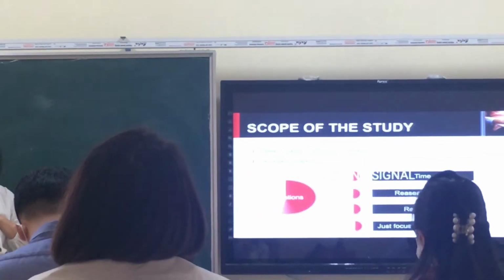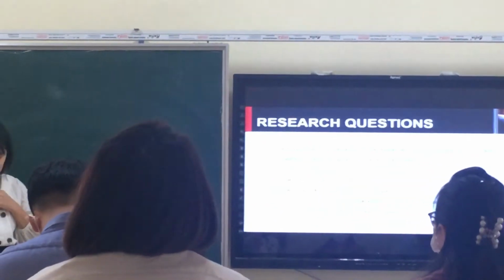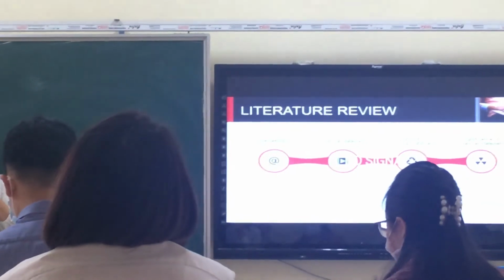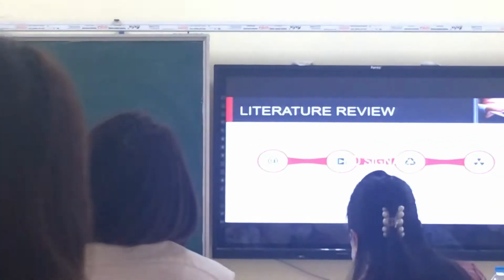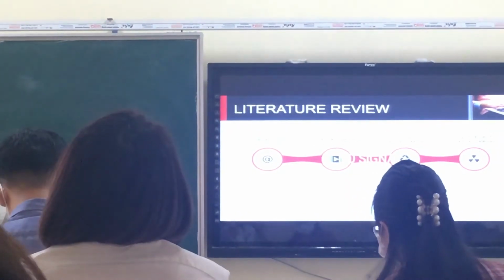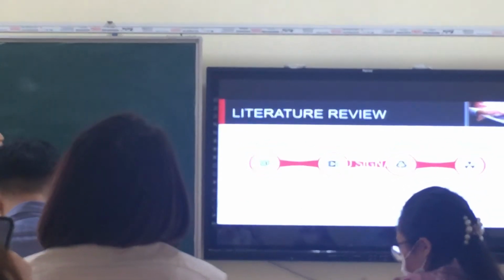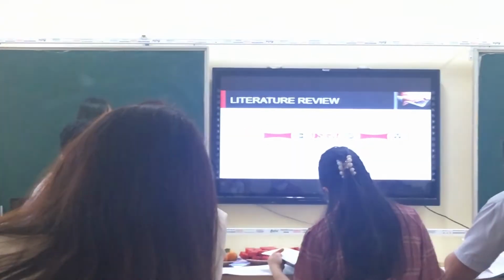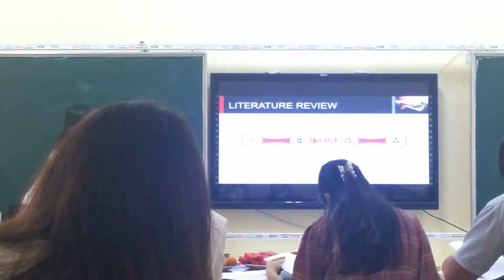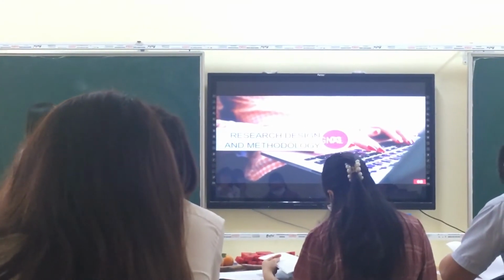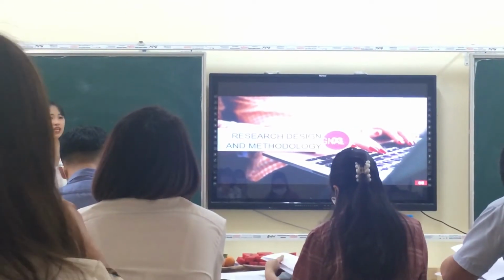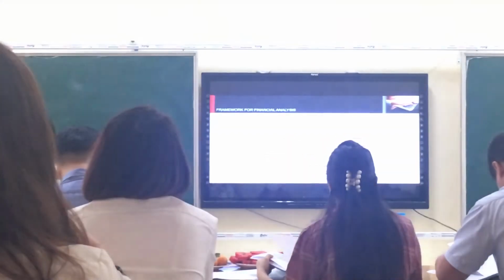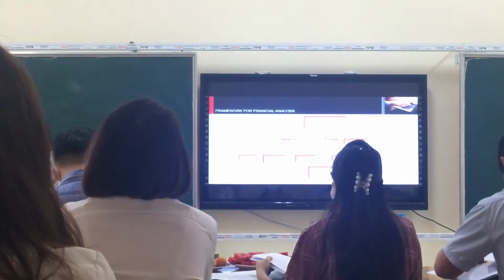So here is the scope of study. For the literature review, I will find out some definitions. Of course, the financial statement is really important. So in my presentation, I will mention the balance sheet, report on business results, report on cash flow, and so on. And for the research and methodology, here is the framework for my financial analysis.